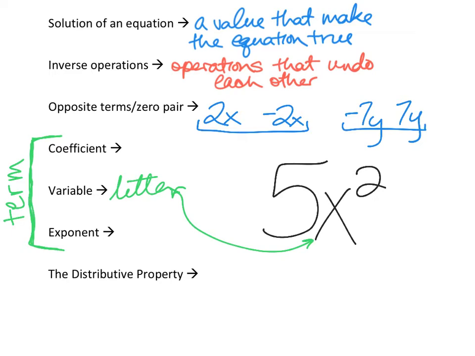The coefficient is the big number in front of that variable. So in this case, what's my coefficient? The 5. That tells me how many times that x is multiplied. It's a scalar multiple.